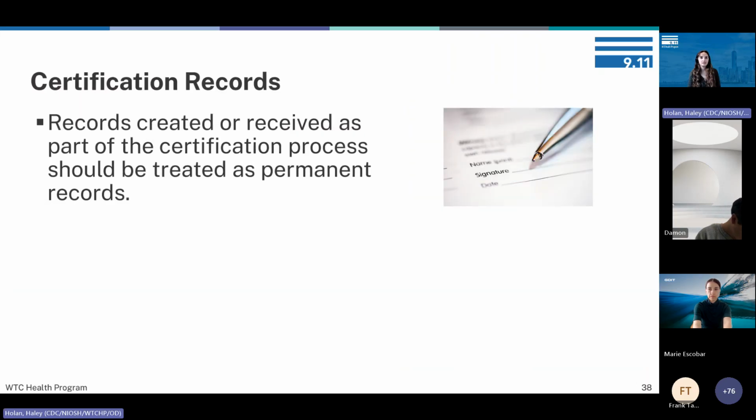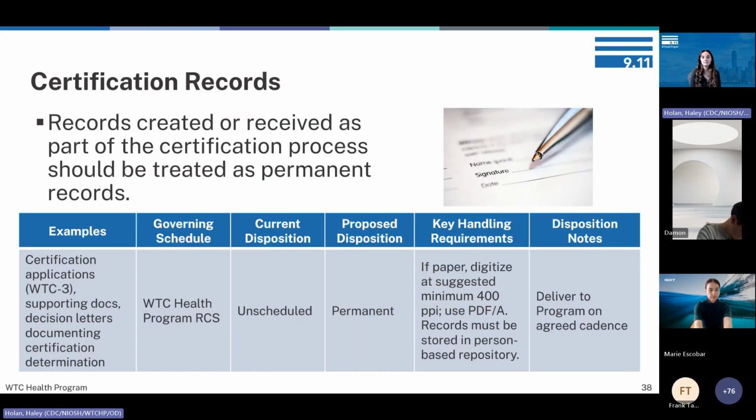Okay, so certification records are similar. Records that are created as part of the certification process should be treated as permanent records. And this might include things like that WTC3 package, any supporting documents, and decision letters documenting certification documentation. This is governed by the World Trade Center Health Program RCS. So they're currently unscheduled records. We suggest you digitize to those same requirements and have that destination file format of PDFA.